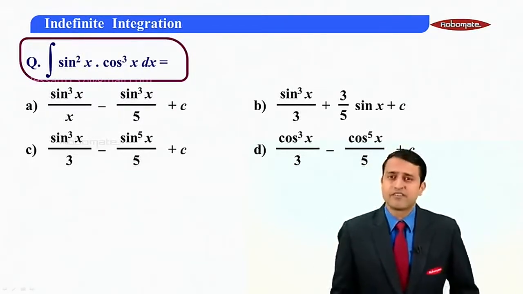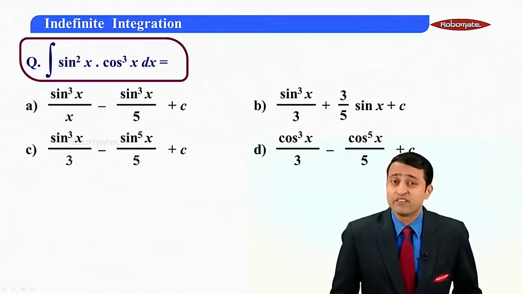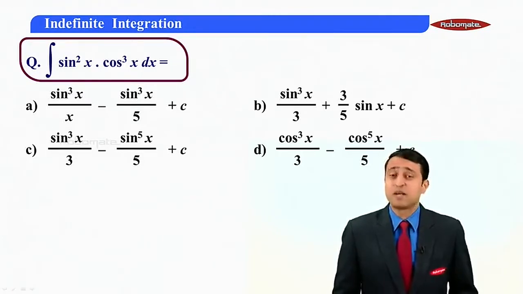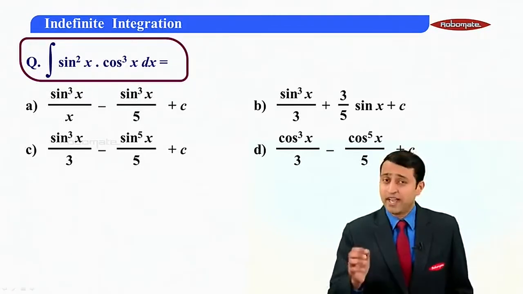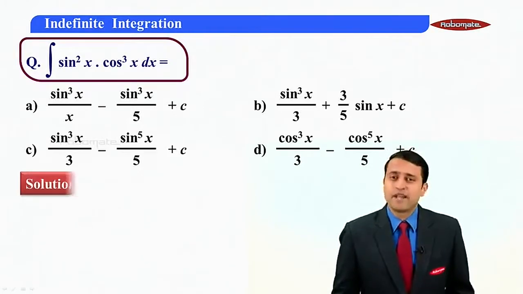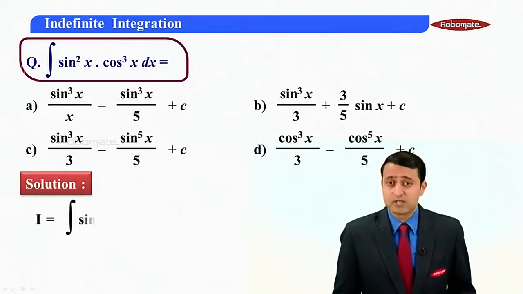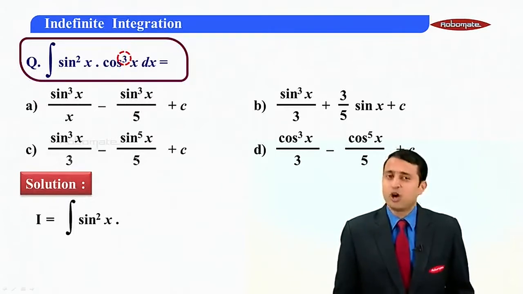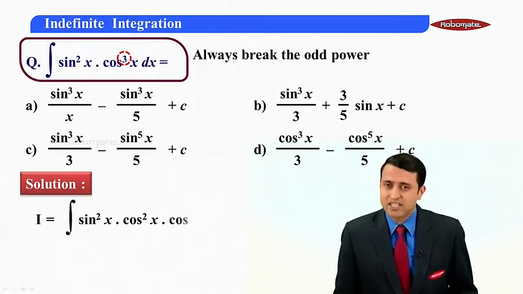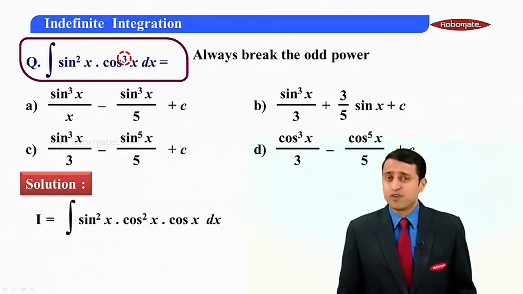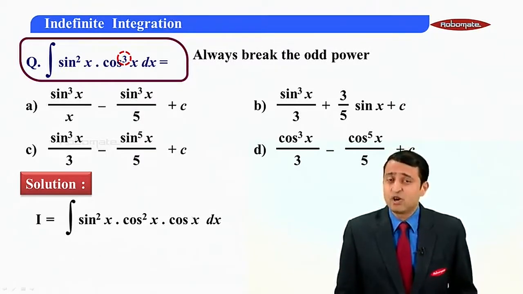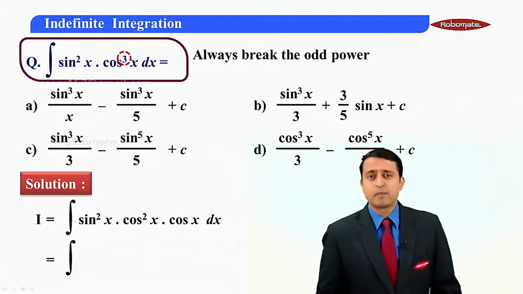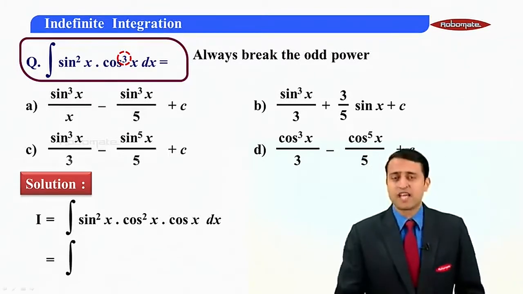Here what is different is you are seeing two different functions, both sine and cos, multiplied in an integral. The idea does not change. Break the odd power if at all it is present. So in this case we are going to break that cos cube. Cos cube will be written as cos square x into cos x. So we will leave the cos x aside. Cos x is a derivative of sine. So our job will be to write the remaining part of the integral in terms of sine.